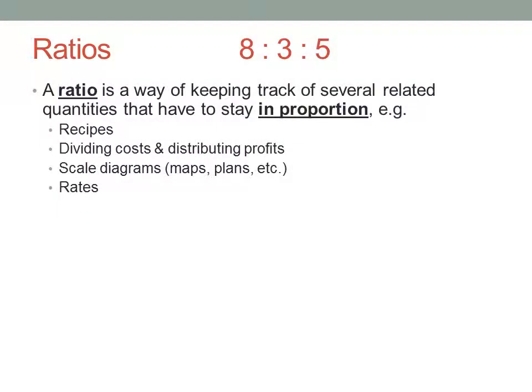A ratio is a way of keeping track of several related quantities that have to stay in proportion. For example, in recipes, you can cook twice as much if you double the amount of every ingredient. Or when dividing up costs or sharing out profits, we want to do so in a way that fairly corresponds to how much each person has contributed.